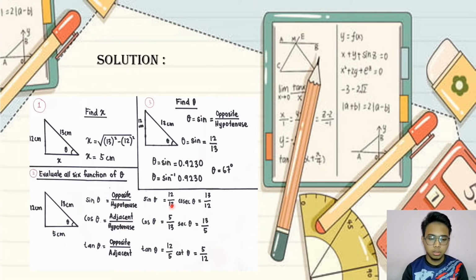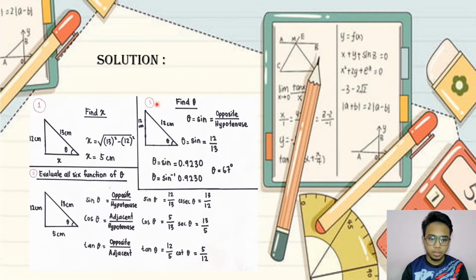Sin theta equals 12 over 30. Cos theta equals 5 over 30. Tan theta equals 12 over 5. And for cosec, sec, and cot, I flip these results. So cosec theta equals 30 over 12, sec theta equals 30 over 5, and cot theta equals 5 over 12.